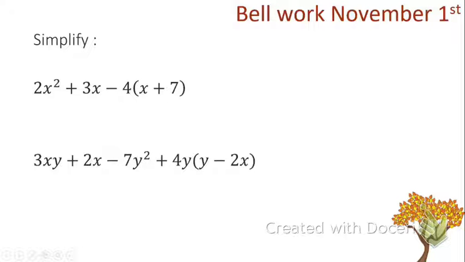Okay, so we have a parentheses. So whenever you see a parentheses, I want you to think multiplication. So we need to multiply this parentheses by -4. So go ahead and multiply everything in that second parentheses by -4.